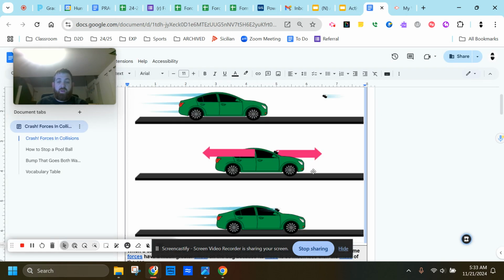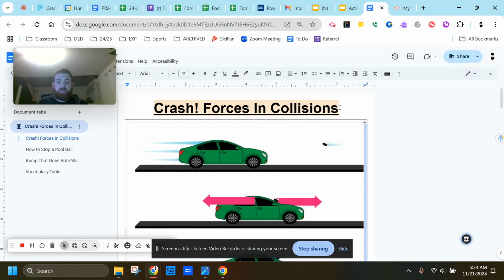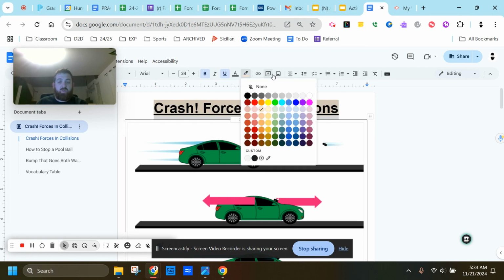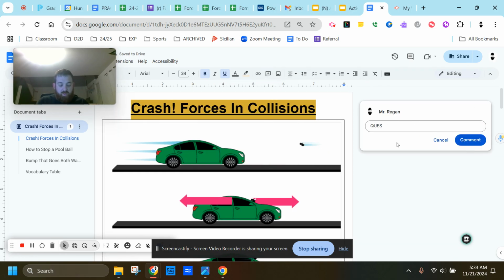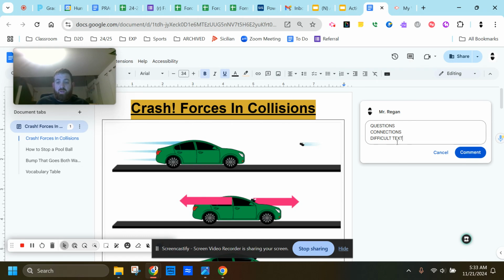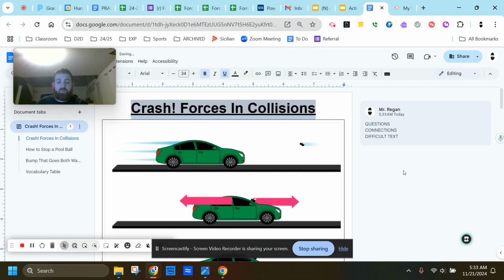The article that we're going to be annotating is Crash, Forces in a Collision. Remember, we want to click and drag across whatever we want to annotate. We want to add that highlighted color so we know what we're looking at. We want to add that comment, looking to add those questions, connections, and difficult text. Remember, we hit comment when we're done. We should see all of your annotations on the side as you are reading and when you are done reading.